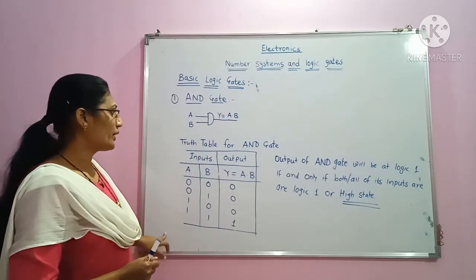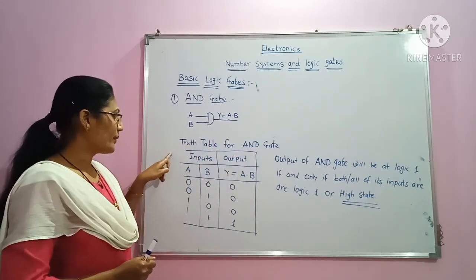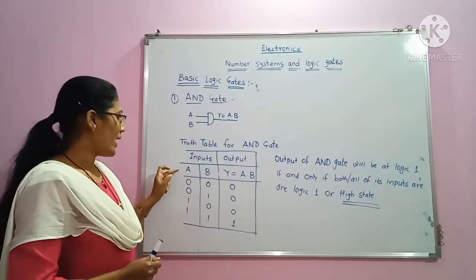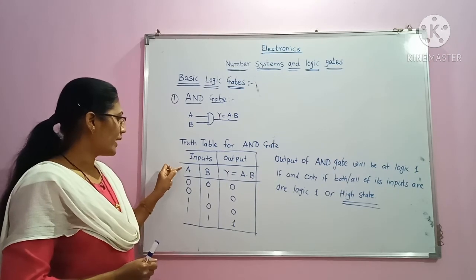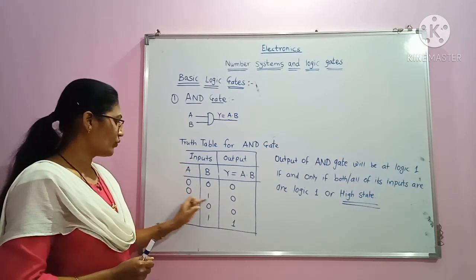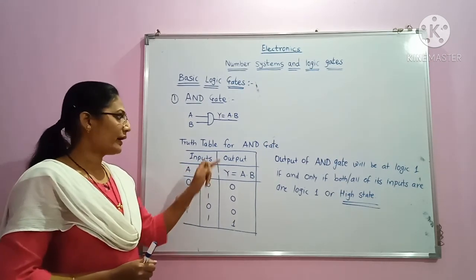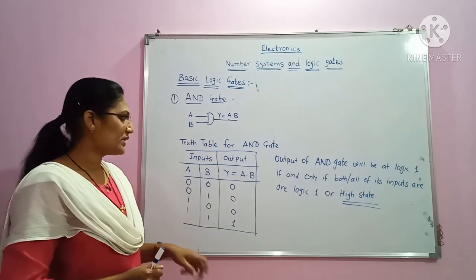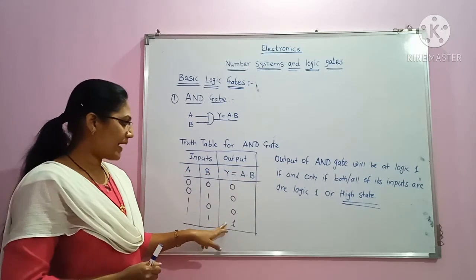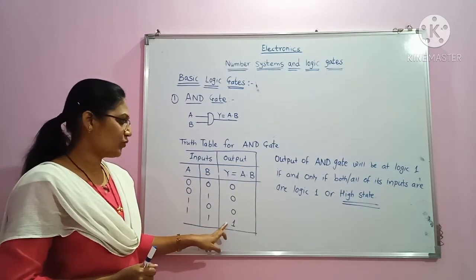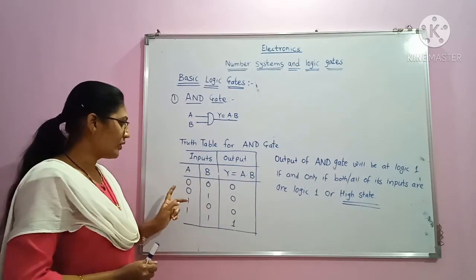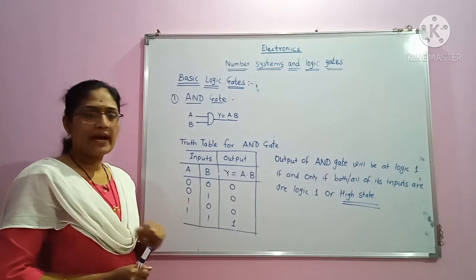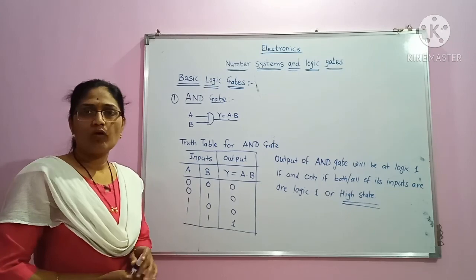This is the truth table for the AND gate. It represents the corresponding inputs and the outputs. We have taken A and B as 0, 0, 0, 1, 1, 0, 1, 1 and the corresponding obtained outputs are 0, 0, 0, 1. It means that the output of the AND gate will be at logic 1 if and only if both or all of the inputs are at logic 1 or high state.